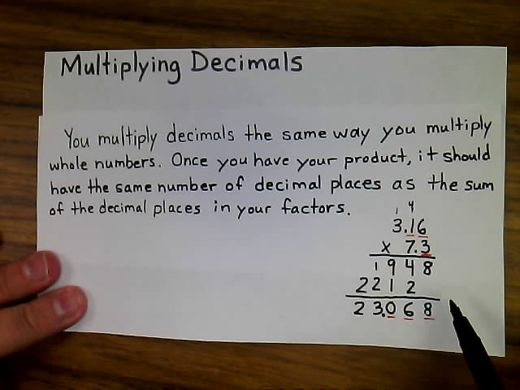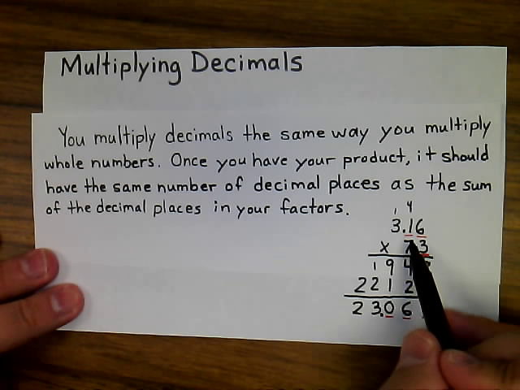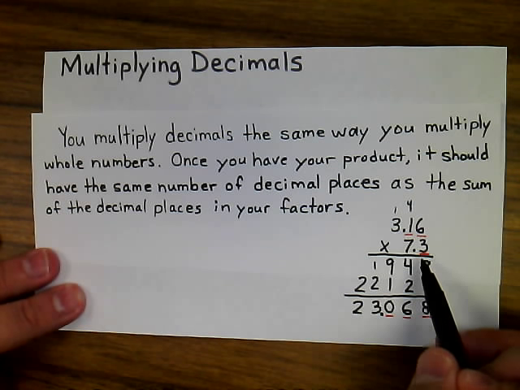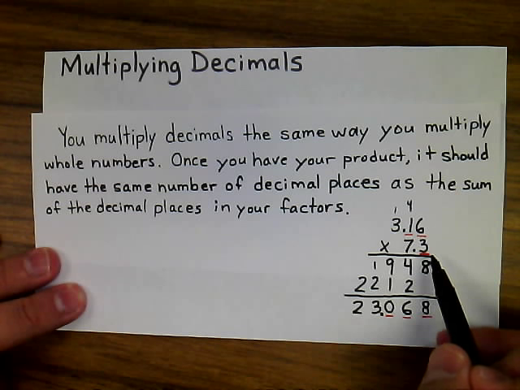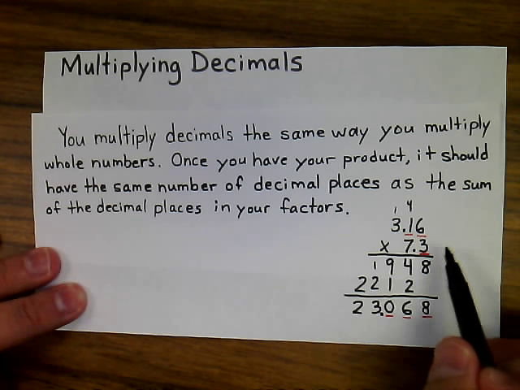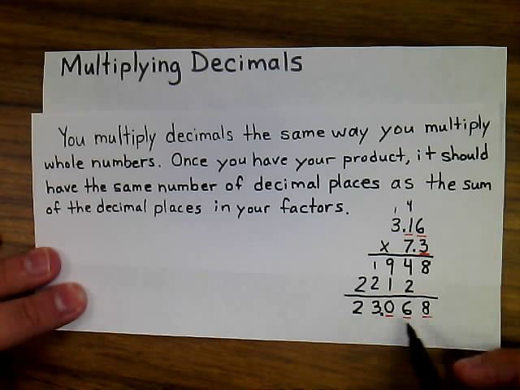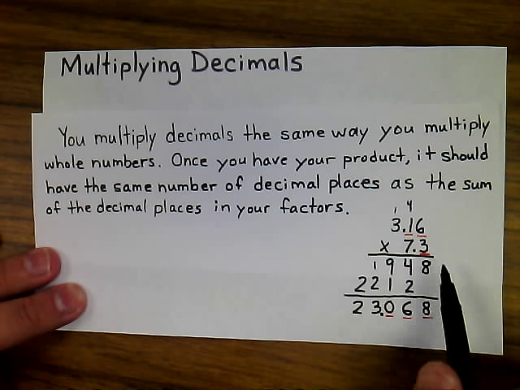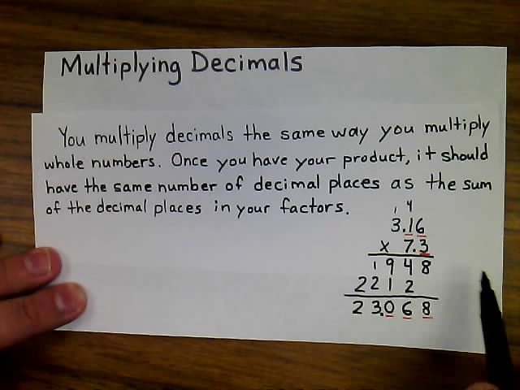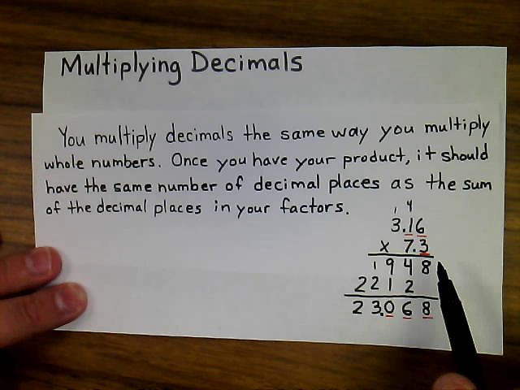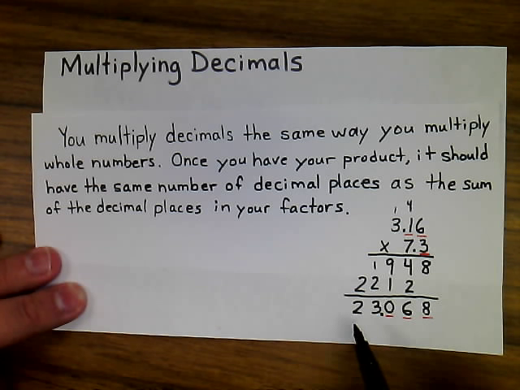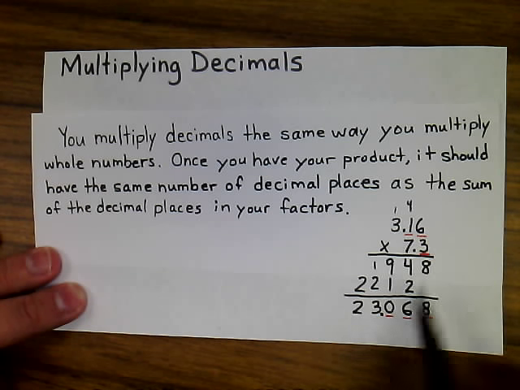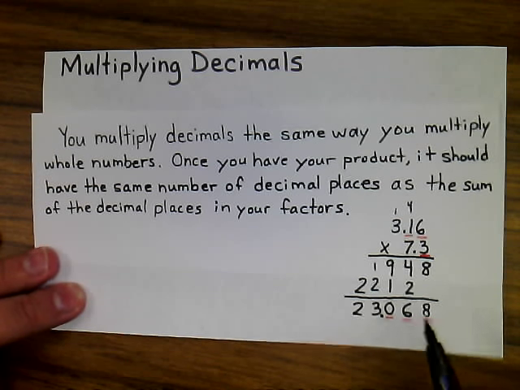This problem's already been solved for you, and you can see that in the first factor there are 2 decimal places, and in the second factor there's 1 decimal place. Because that's a total of 3 decimal places, that's how many decimal places would be in your product. If we had multiplied this exact same problem and it had been 316 times 73, our answer would have been 23,068. But because of the decimal places, our answer is 23 and 68 thousandths.